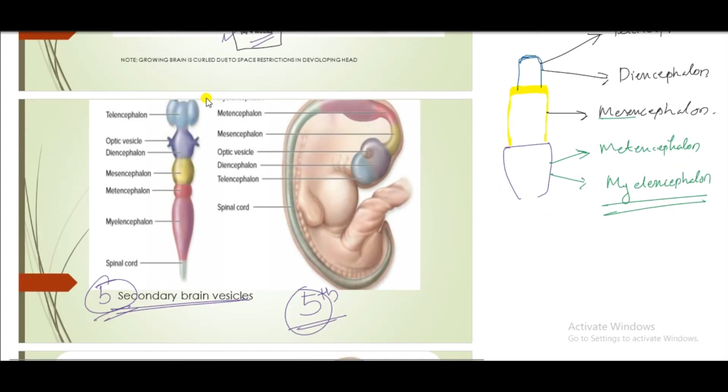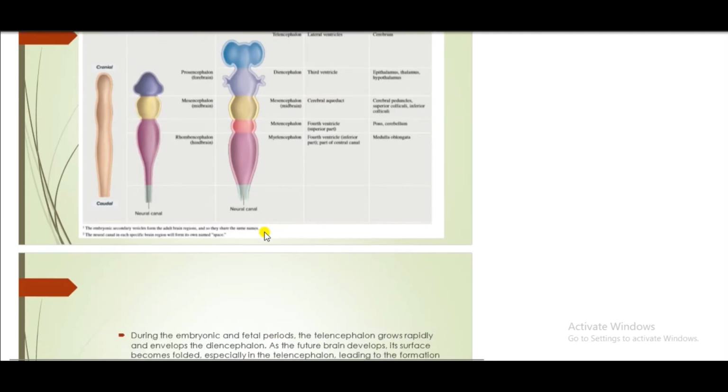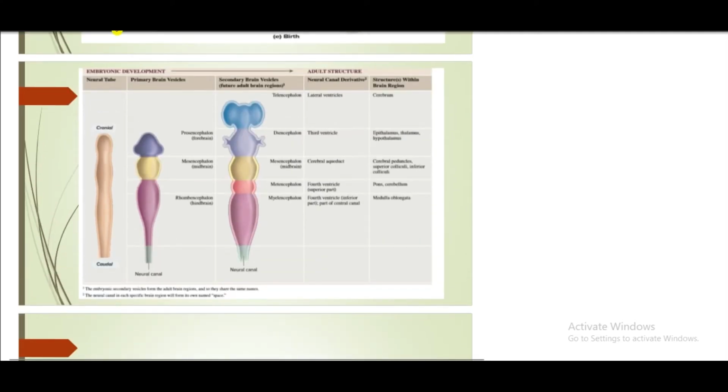Okay, you can see the telencephalon here, and the diencephalon, and you can see the mesencephalon. There is no secondary brain vesicle from the mesencephalon, but you can see secondary vesicles from the rhombencephalon, that is metencephalon and myelencephalon. The remaining part will be spinal cord. Okay, we can discuss this diagram.